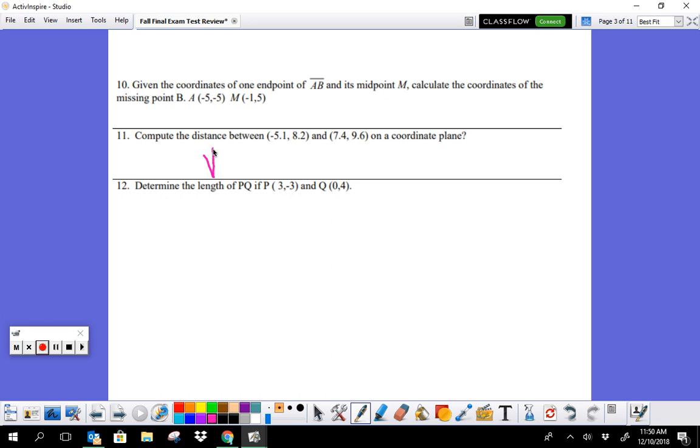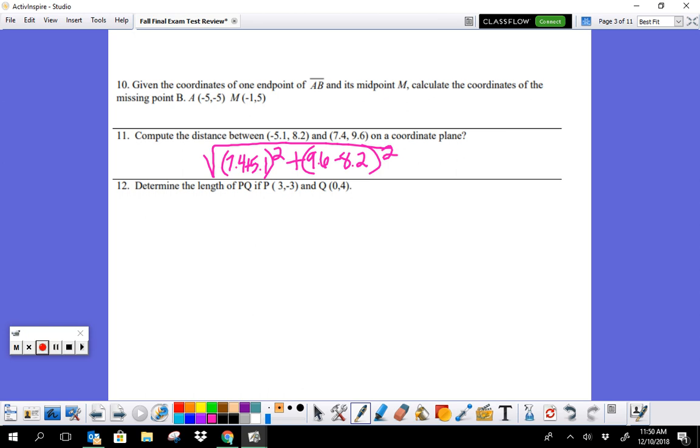So here we go, we're going to use the distance formula. Distance formula says we're going to subtract our x's. Normally, I think it says x2 minus x1, so I'm going to do it that way. So 7.4 minus a negative 5.1, so that's going to change to plus 5.1. And then we're going to subtract our y values. So 9.6 minus 8.2, squared.